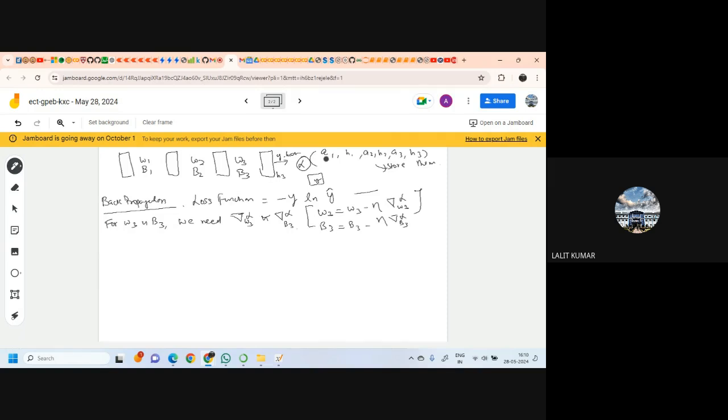So first we consider the output layer. For this again, W3 and B3 is the output layer. So we have to find the gradient of loss with respect to W3. So this we break it. Loss is given by this function. So we will break it by dL by dA3 here.